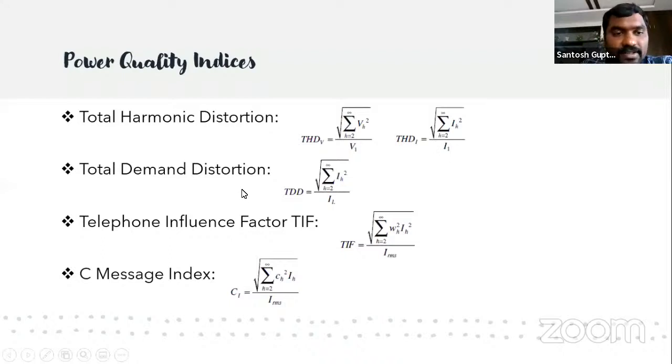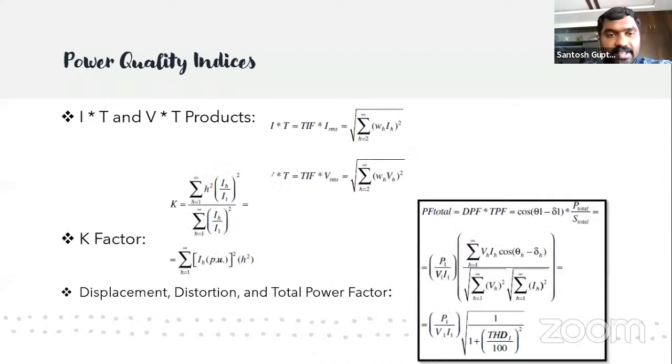And also the total demand distortion, this is for the current. This is the root mean square of individual harmonics divided by the load current. And there are other factors like telephone influence factor, C message index, IT and VT products, K factor, displacement and distortion, and total power factor. These are certain indices to see what the harmonic content is in the electrical power.